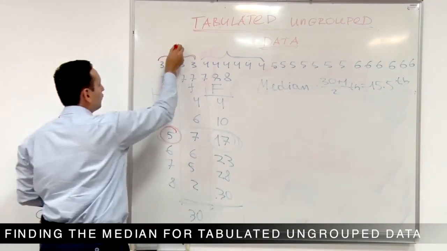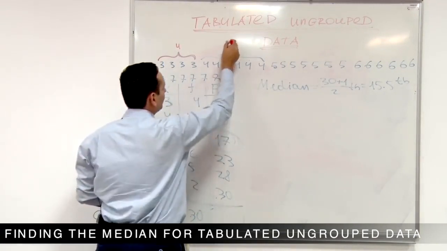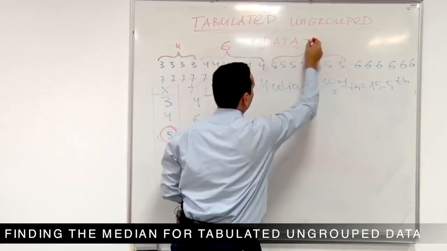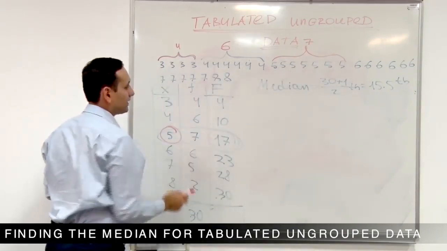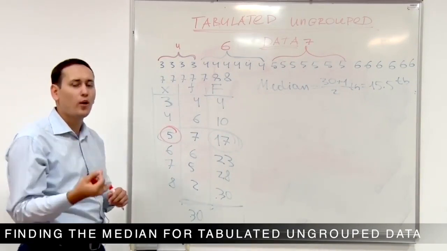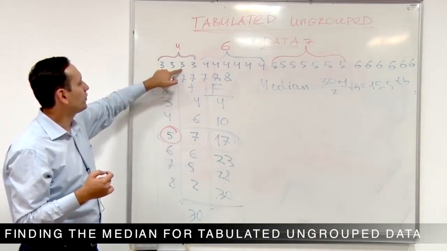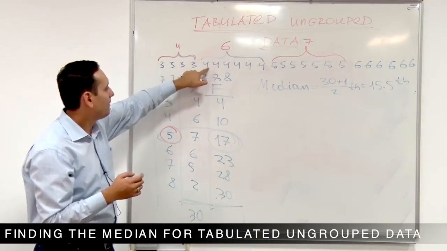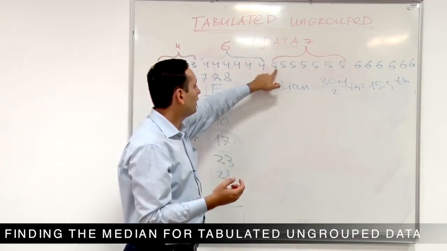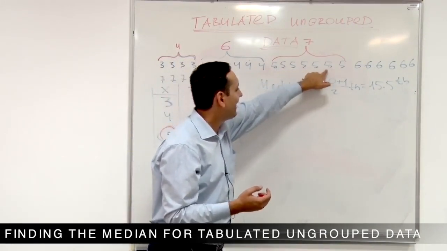So there are 4 3s. Then you have 6 4s. Then you have 7 5s. Now let's find out the 15.5 value in this data set. It's going to be 1, 2, 3, 4. It's not in here. 5, 6, 7, 8, 9, 10. It's not in here. So 11, 12, 13, 14, 15, and 16.